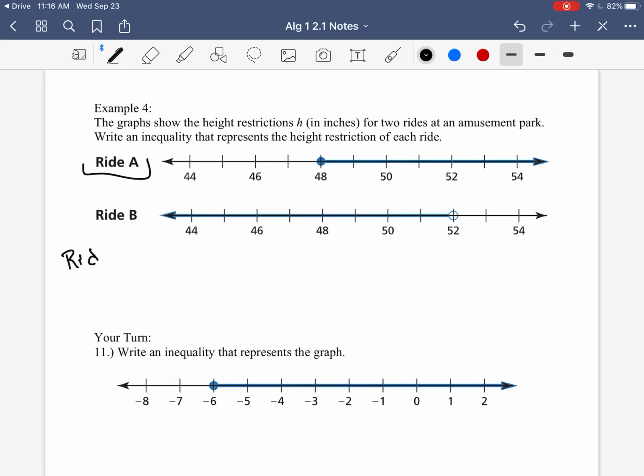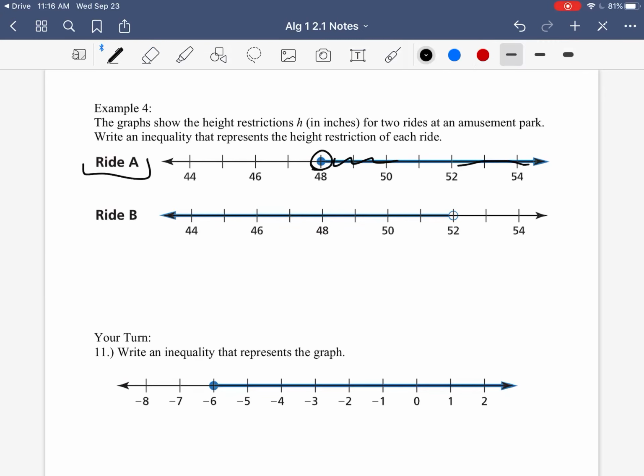So for ride A, it looks like I'm starting at 48 and I'm shading all numbers bigger. So if we say x is up here, I want my x to be bigger. I'm going to write it in words. I want x is bigger. Oh, they tell me what variable to use. Oops, sorry, typo. They told me to use h. So let's not use x, let's use h.